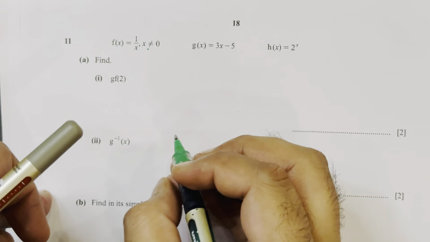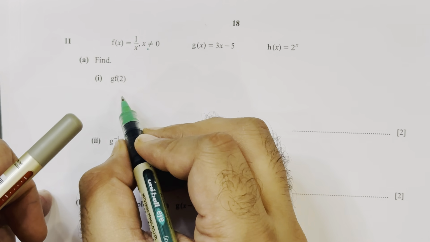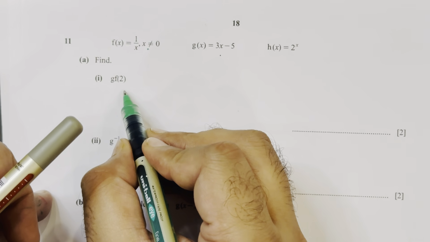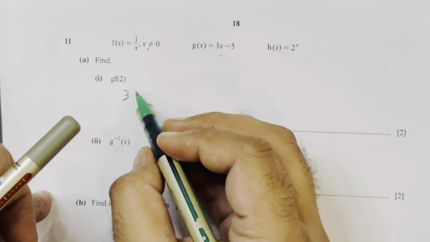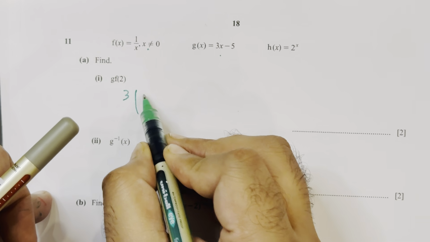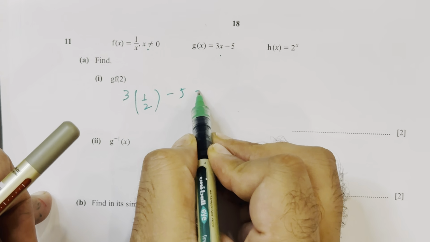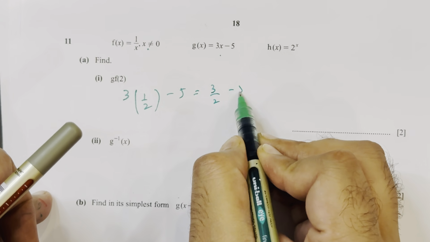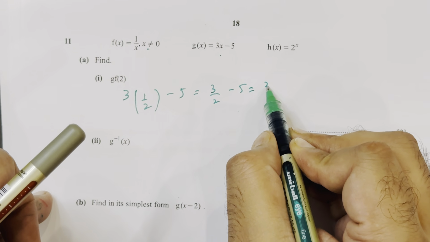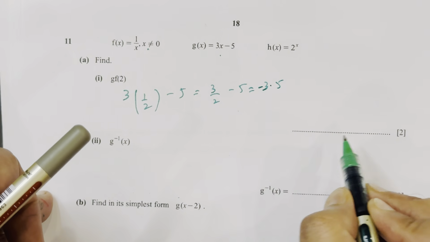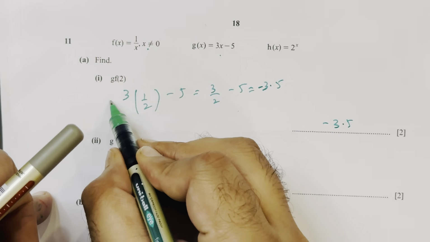G of f of 2 would be equal to, we know that where the value of g is over here, 3, and the value of f of x, 3 over 1 by 2 minus 5. So it would be 3 by 2 minus 5. Solving it would be minus 3.5. So minus 3.5 would be our value.